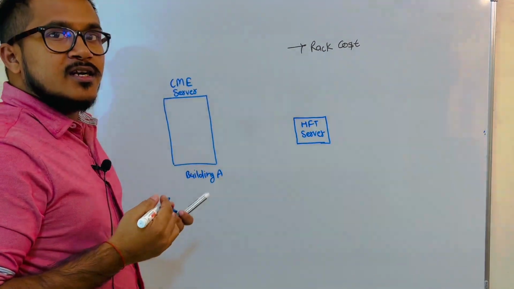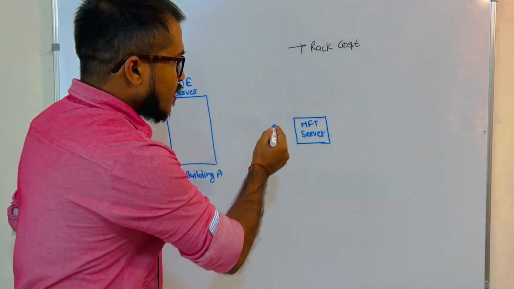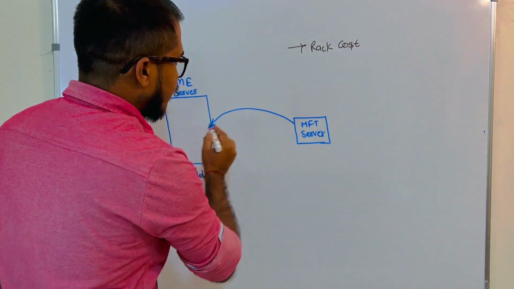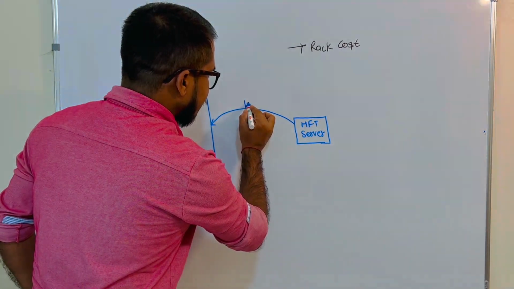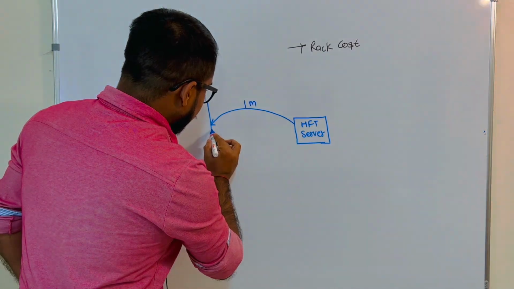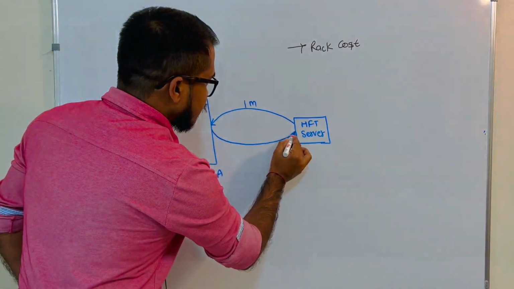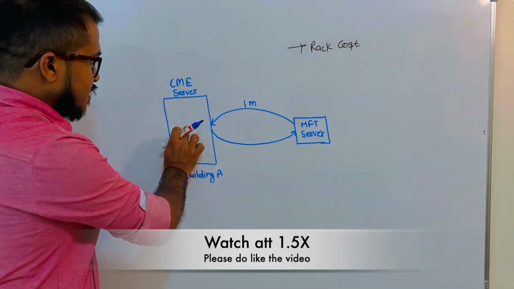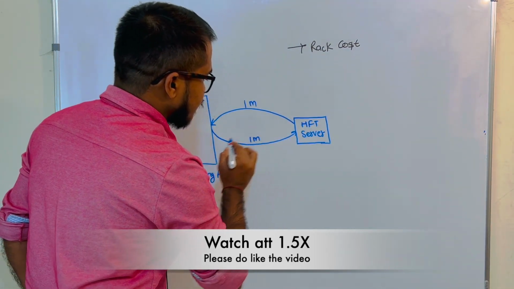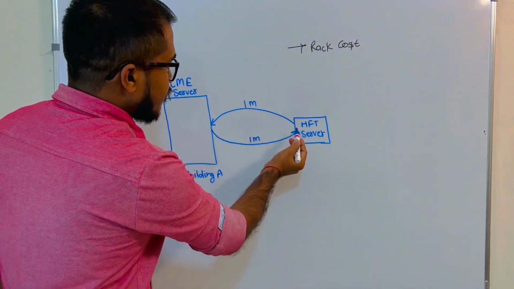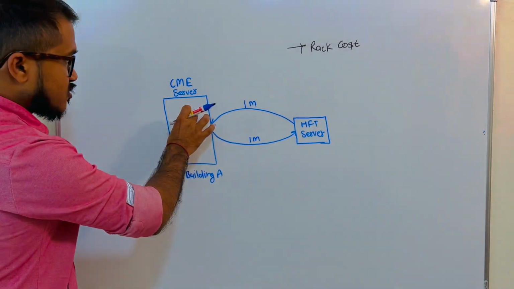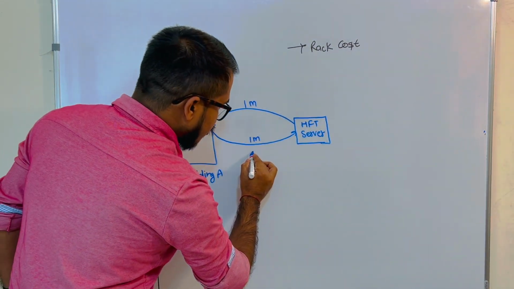So what are the drawbacks of this? Let's say you are sending some particular instruction from here to here. If it is taking, let's say, 1 millisecond, and then the instruction will go back to the HFT server, from this CME server to HFT server, again it will take, let's say, 1 millisecond. So the communication time between these two components, that is your HFT system and the stock exchange, will become 2 milliseconds.